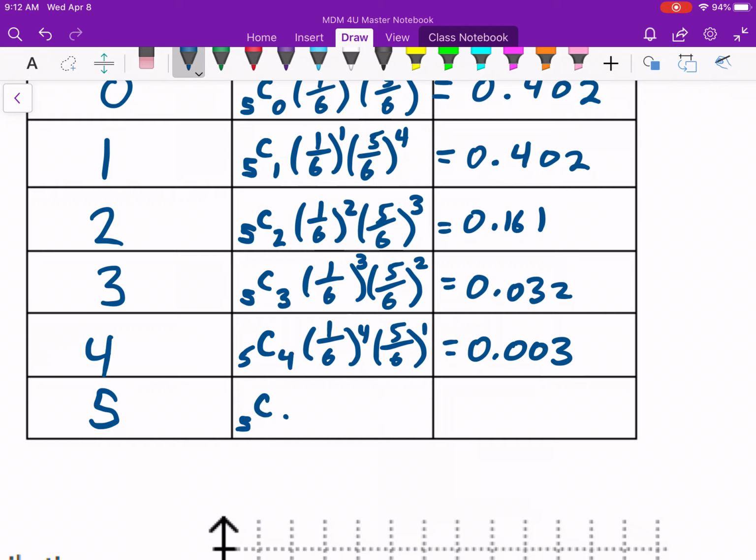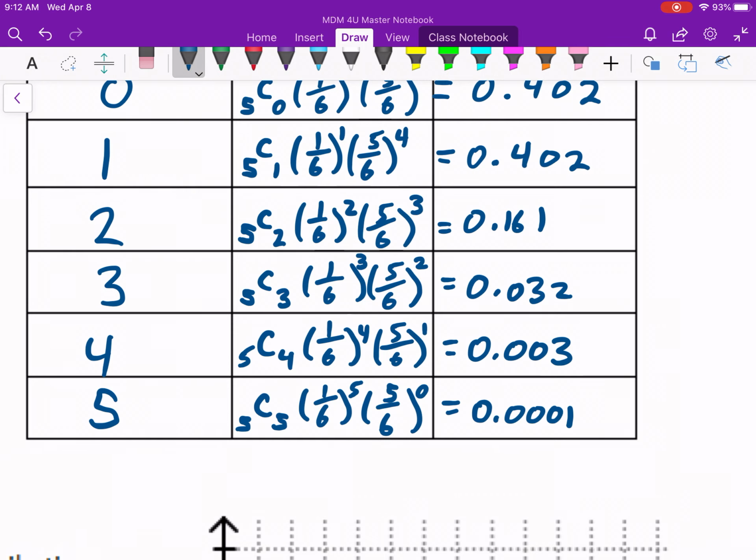But of course, logically, we wouldn't expect to roll 5 pairs of doubles when we roll a pair of dice 5 times, would we? I mean, just instinctively, I think we would say, well, that's not very likely to happen. We wouldn't bet much money on that. And we'd be right. The probability is 0.0001, or 1/100th of 1% probability of getting 5 pairs of doubles.